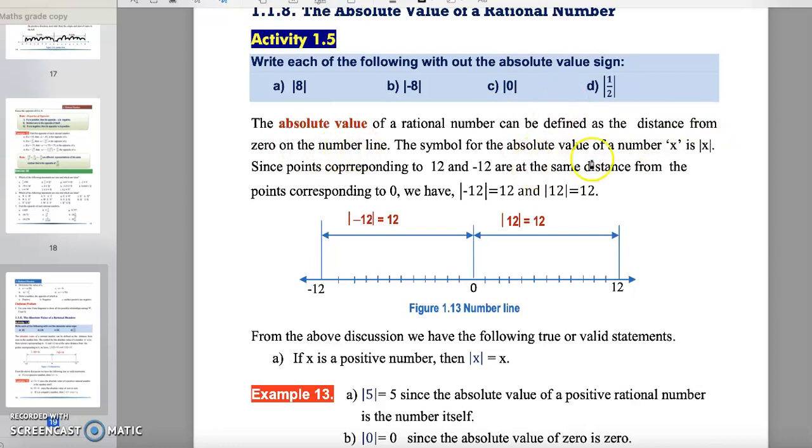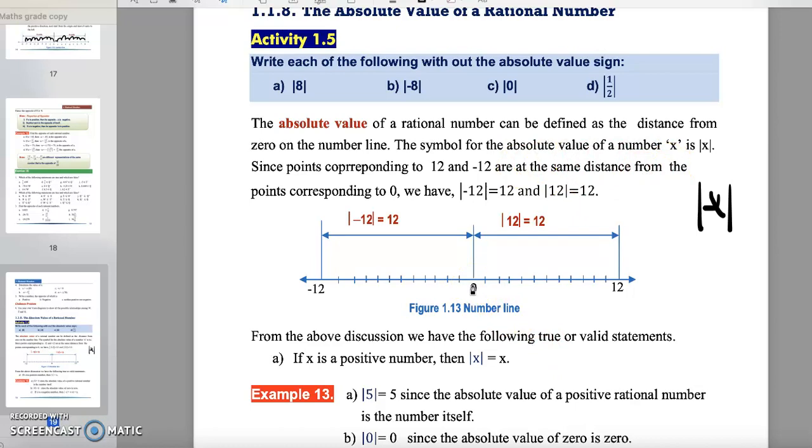The symbol for the absolute value is x number በእንትን ውስጥ ሲገባ so ይሄ ነው ማለት ነው. Let this be x. This means absolute value of x ተብሎ ነው የሚነበበው. So 12 አለ and minus 12 negative 12 ቢኖሩ they are the same direction from the point 0, right?